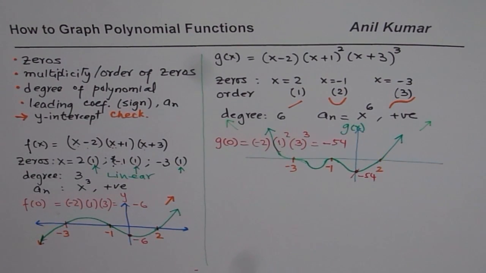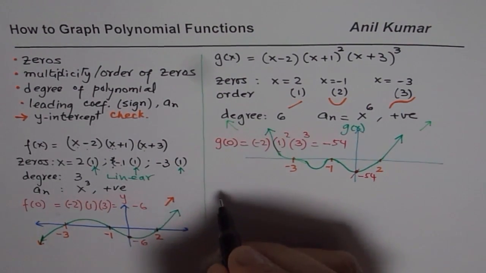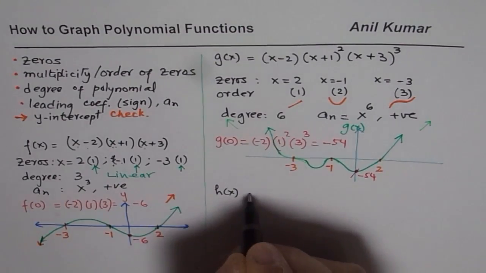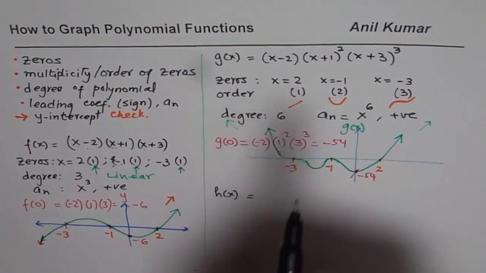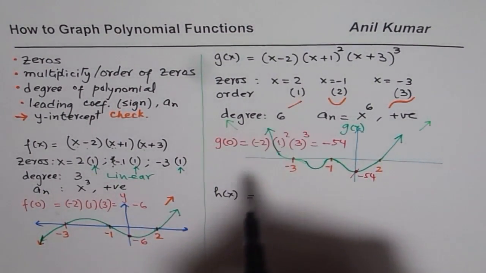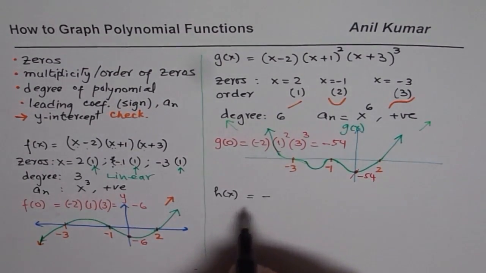Do you see that? Now one more example to complete the whole sketching of polynomials. Let us now consider the function h of x. I will change it a bit more. This time what I'm going to do is start with a negative leading coefficient, right?